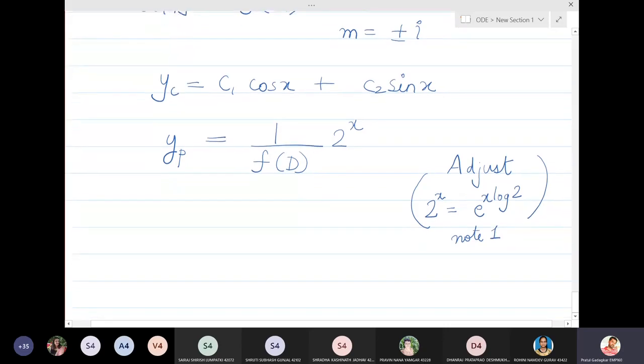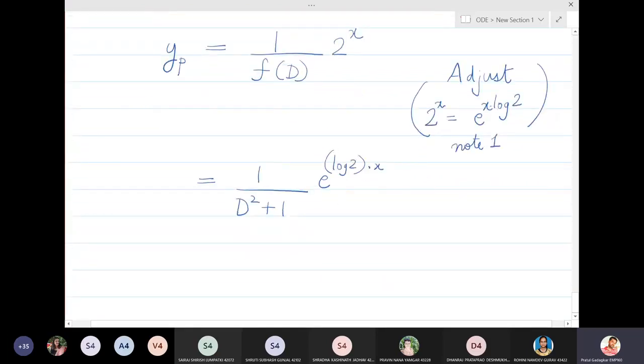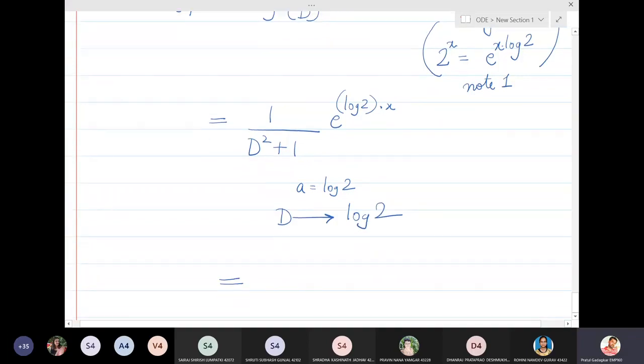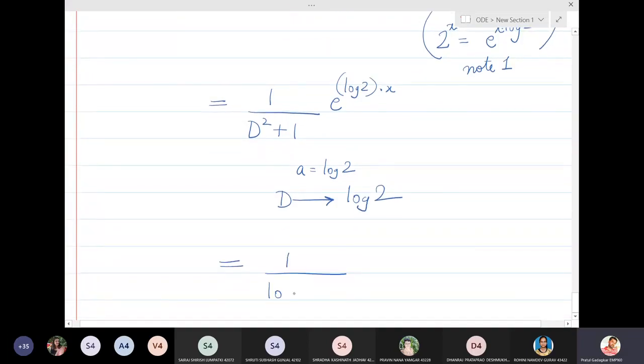Which is equal to 1 upon D square plus 1 into e raised to log 2 multiplied by x. This is x multiplied by log 2. And now, who is working as my a in this problem? The person who is working as a in my problem is log 2. So a is log 2. This means that D should be replaced by what? D should be replaced just by log 2, which gives 1 upon (log 2) whole square.